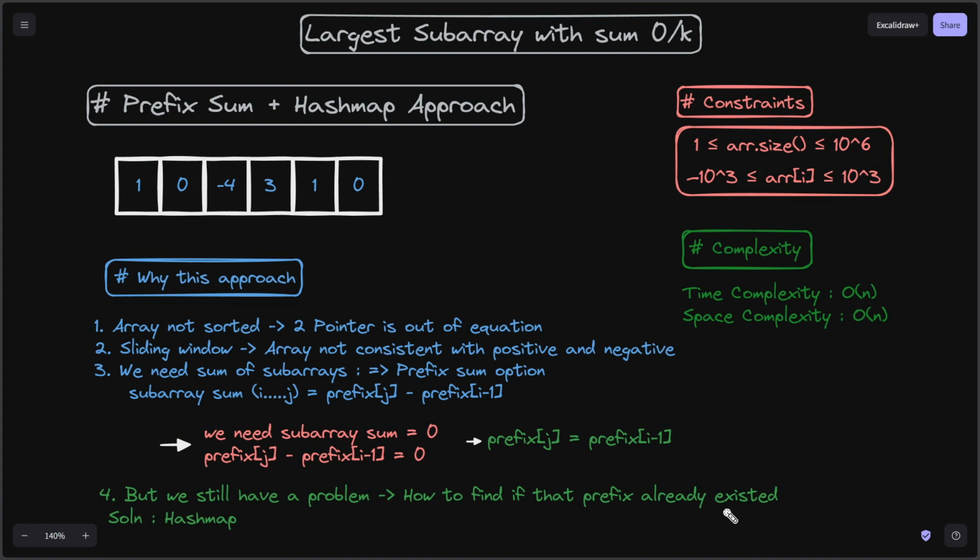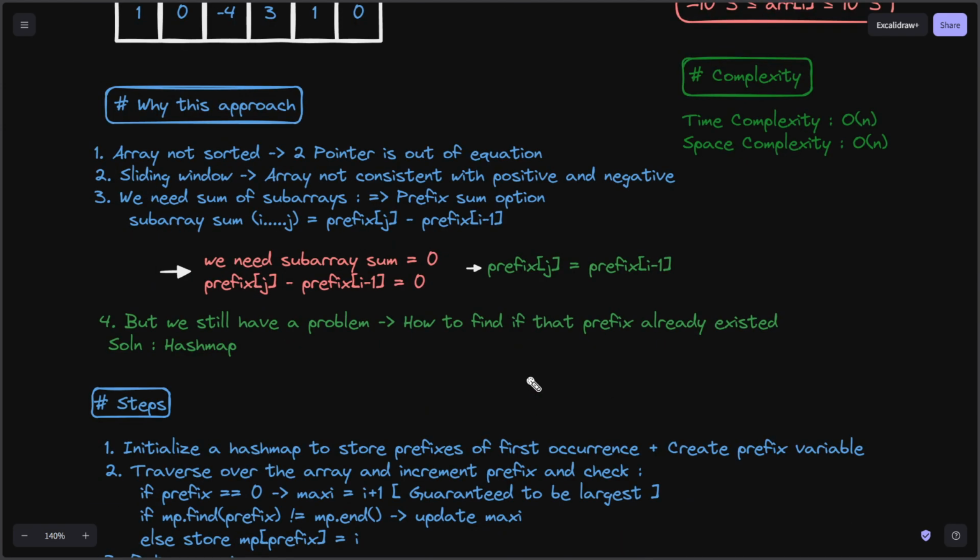To solve that problem, I'm going to use a hash map. The hash map is going to store the prefix values and the index at which they occurred. And I'm not going to update the hash map for the recurring values because it's going to shorten my subarray. Rather, I'm going to keep the first occurrence only.